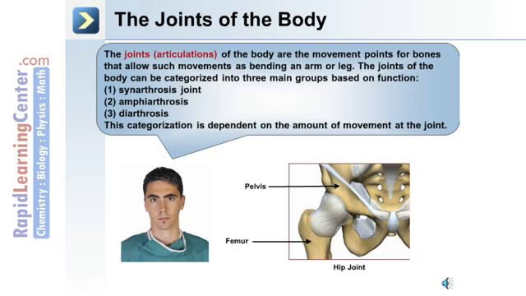The joints or articulations of the body are the movement points for bones. They allow for movements such as bending an arm or leg. This image shows the hip joint between the pelvis bones and the femur.